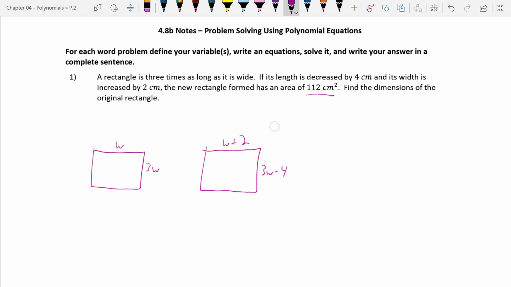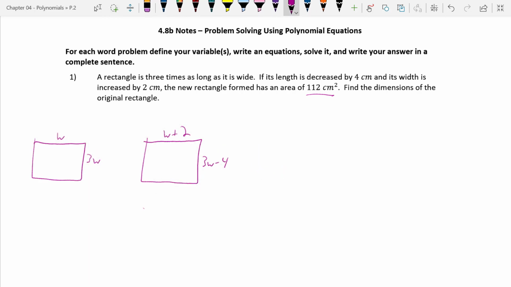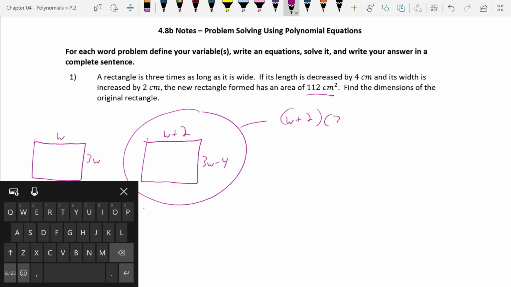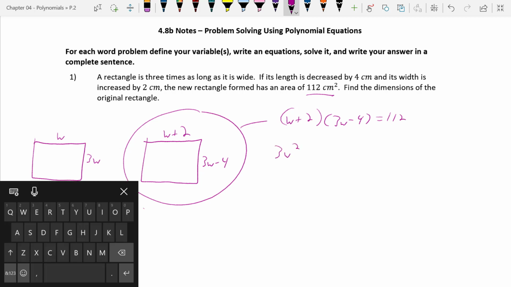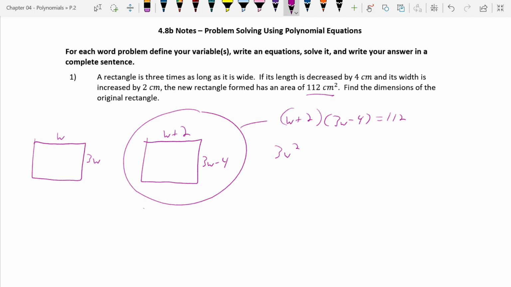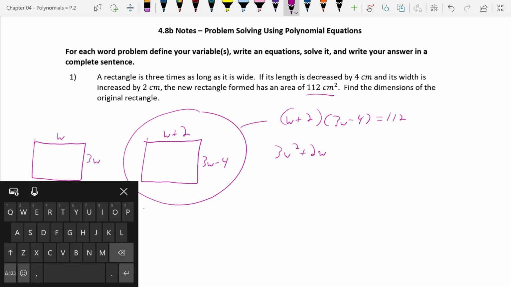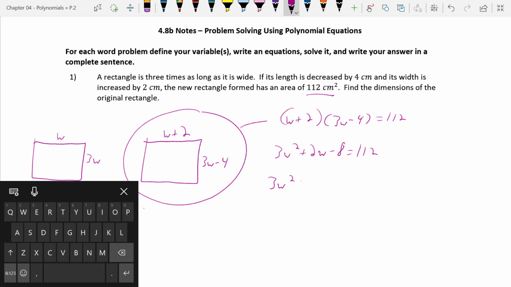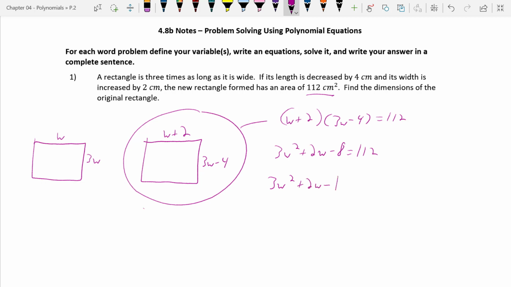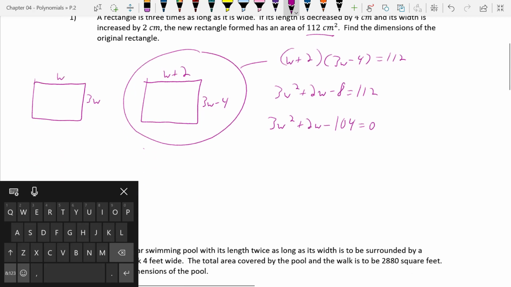So my whole equation is going to be taken from this new rectangle, and I'm going to say that the area of this one is 112. So 3W minus 4 times W plus 2 equals 112. Let's multiply that out. 3W squared, that'd be plus 6 minus 4, so plus 2W, then minus 8 equals 112. Let's subtract 112 from both sides. 3W squared plus 2W minus, this is going to be 104, is equal to 0.